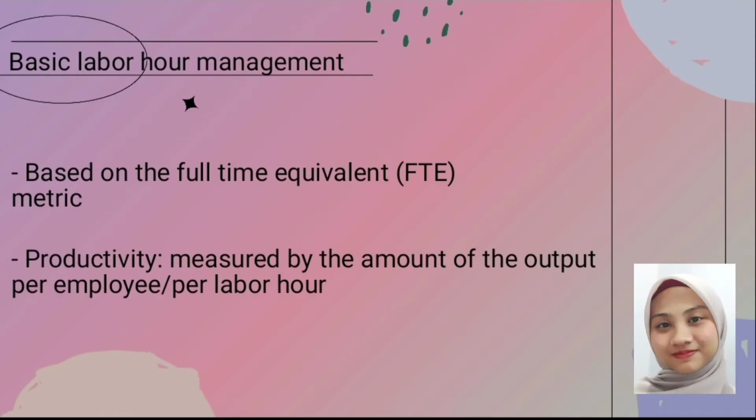Let's proceed to the first slide, which is the definition of basic labor hour. What is basic labor hour? Basic labor hour is used for the purpose of productivity management, which is typically based on the full-time equivalent, the FTE metric. Usually, productivity is measured by the amount of output per employee or per labor hour.